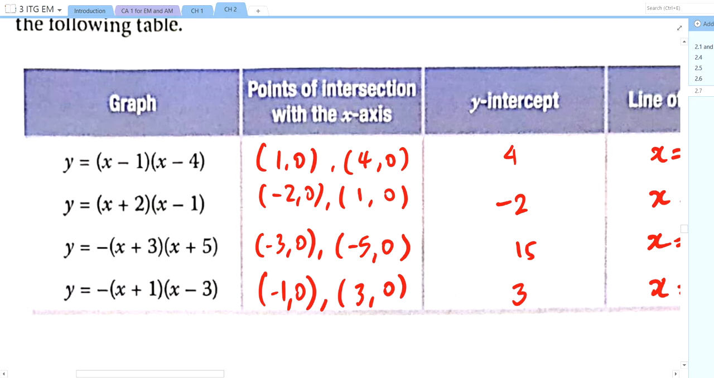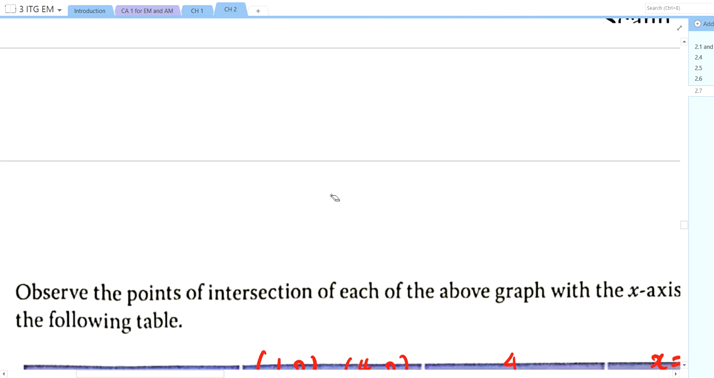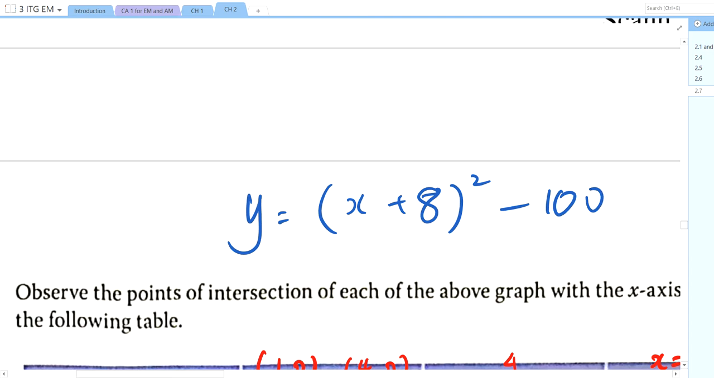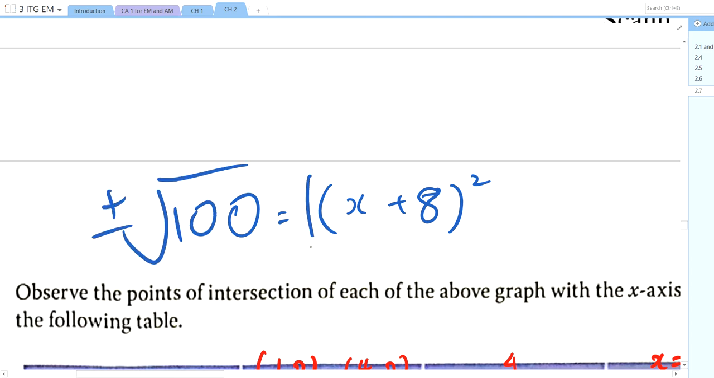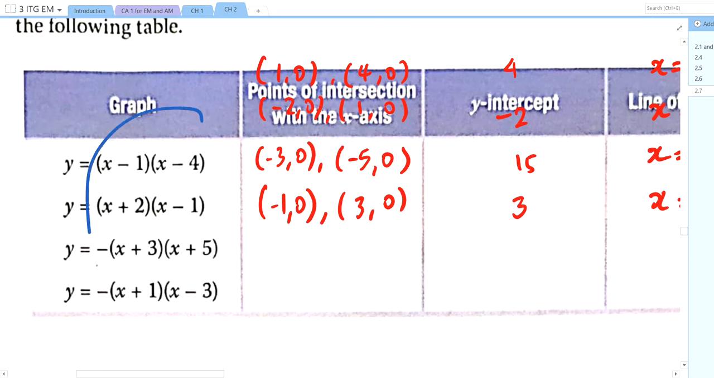If you are given a completed square form, for example, y equals (x plus 8) squared minus 100. Okay, this is a completed square form. If I ask you to find the x-intercept, what will you do? Okay, y equals 0. Then this 100 comes over here. Then you square root both sides, right? Yes. Then you find x, right? So you see, it is easier to find the x-intercept if we are given graphs of this form.